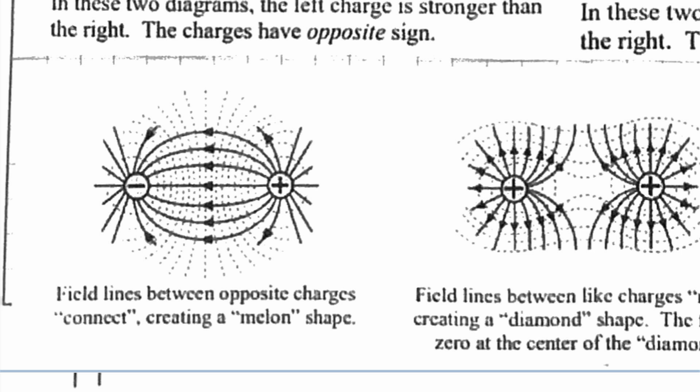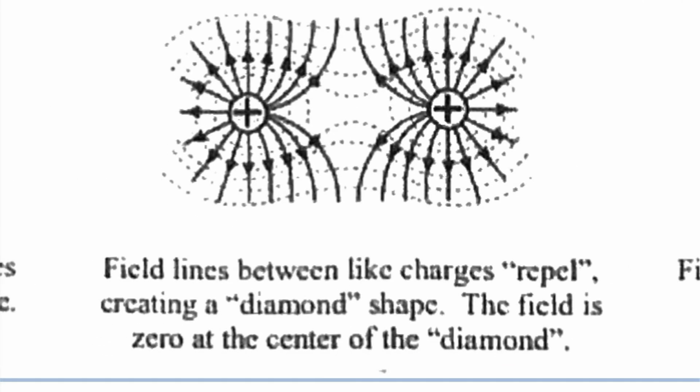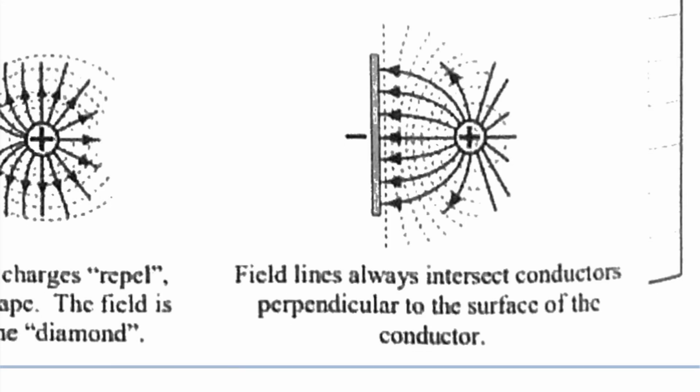Here we have what we would call an electric dipole. It creates kind of this melon shape. Here we have two positive charges. In the center it kind of creates this diamond. And at the very center, the electric field would be 0. And we'll talk about this more a little bit later.